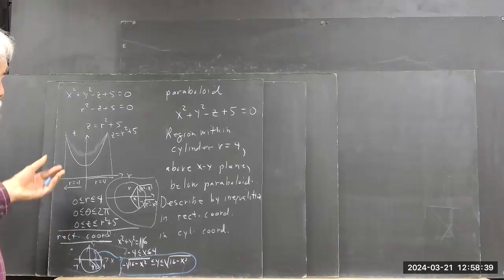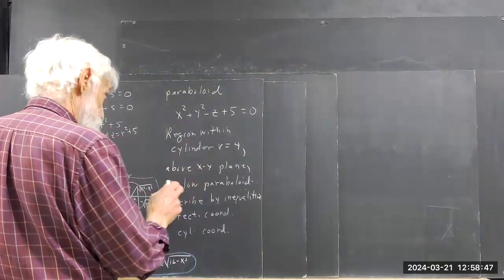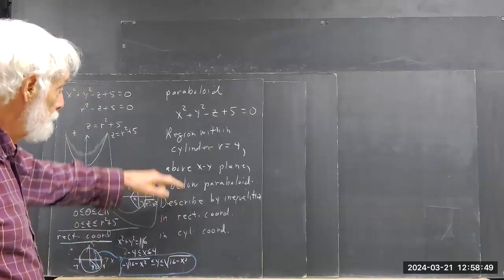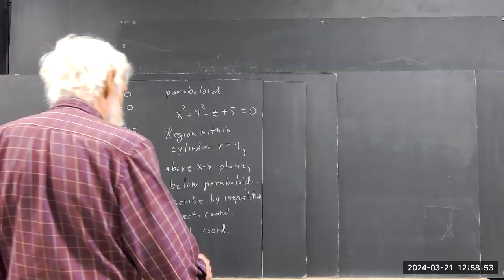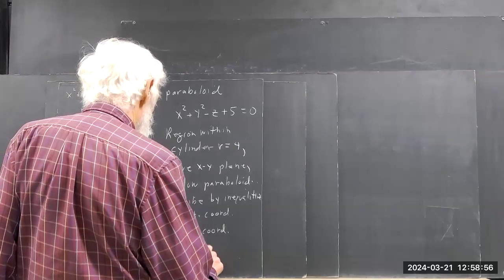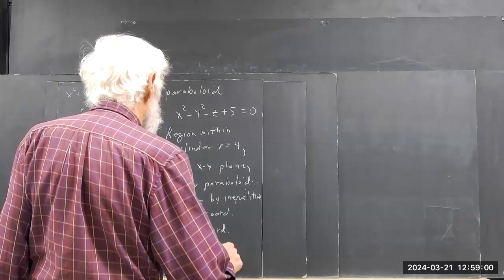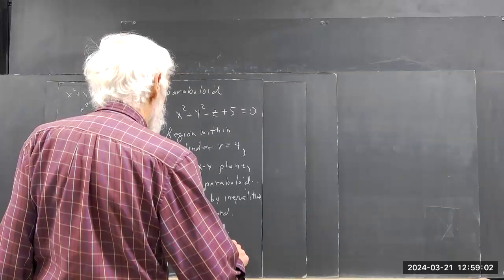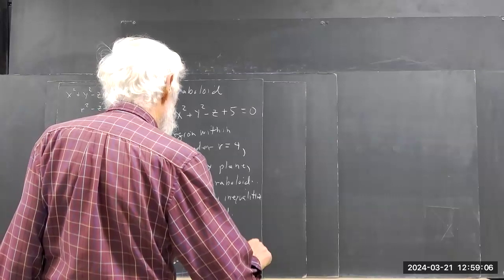But then we have z, and this restriction between the XY plane and this paraboloid just translates directly to 0 less than or equal to z less than or equal to x squared plus y squared plus 5.